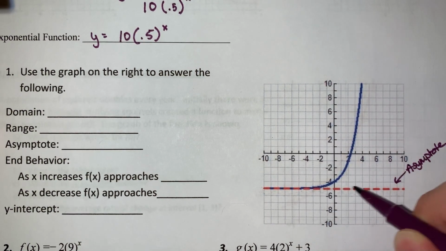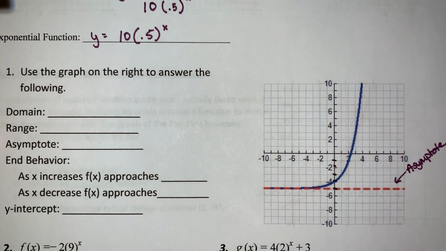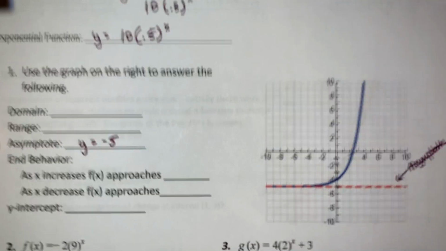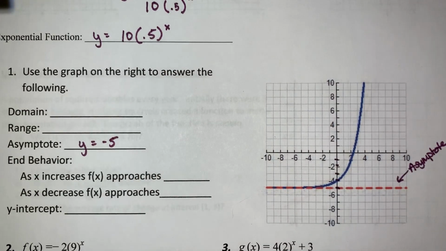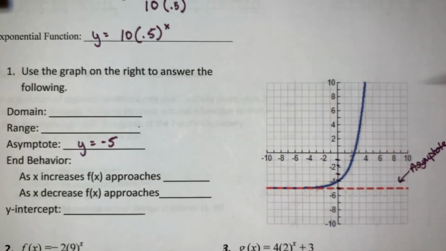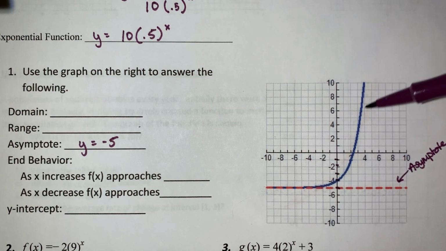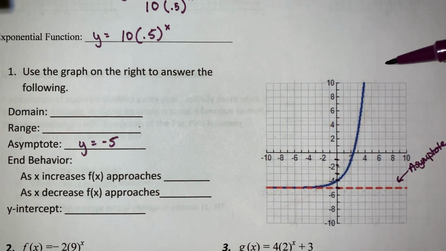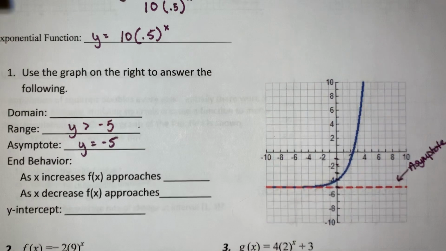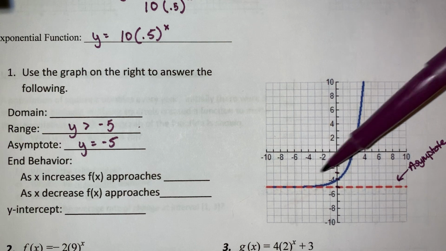So if I look at this red dotted line, it looks like it's at 1, 2, 3, 4, 5, so -5. So the asymptote is at y equals -5. And the reason I start there, you could have started at domain. Domain's actually super easy. But the reason I started there is because the asymptote tells me about my range. Looking at my graph, this is a growth problem. So y is going to be greater than -5 for the range. Remember, it's not greater than or equal to because it actually never gets to -5. It has to be bigger than -5.